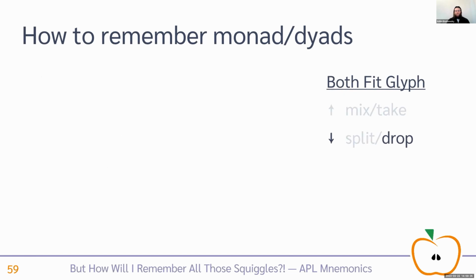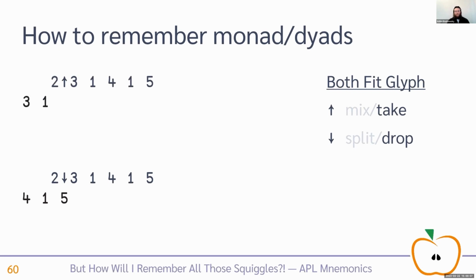Let's start off with drop. Drop is dyadic down arrow. We have some data on the right and a number of elements on the left that we want to drop. An arrow down is a good symbol for dropping things, right? So we drop the first 2 and we have the remaining 3. By analogy then, if down arrow is a good symbol for dropping things, then up arrow would be a good symbol for taking things. So we take on the same data, and we get those elements that we dropped before. We're taking those.